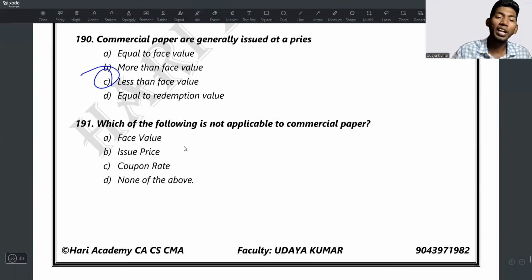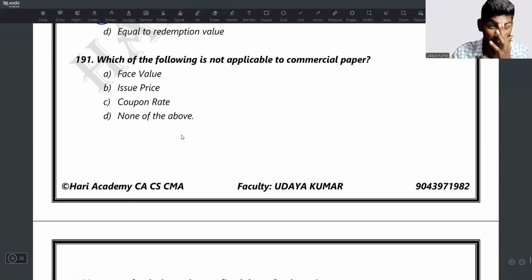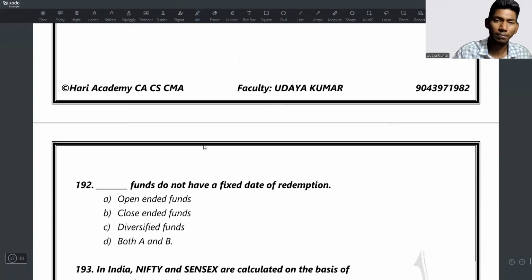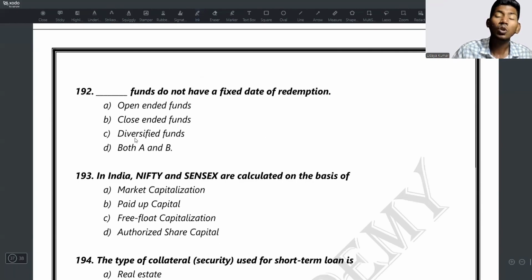Correct. Moving to question 191. Which of the following is not applicable to commercial paper? Face value, or issue price, or coupon rate, or none of the above. So coupon rate is not applicable to commercial paper. It is not a bond. Okay. Or any debt instrument. Yeah. So dash funds do not have a fixed date of redemption. Dash funds, open-ended funds. Okay.